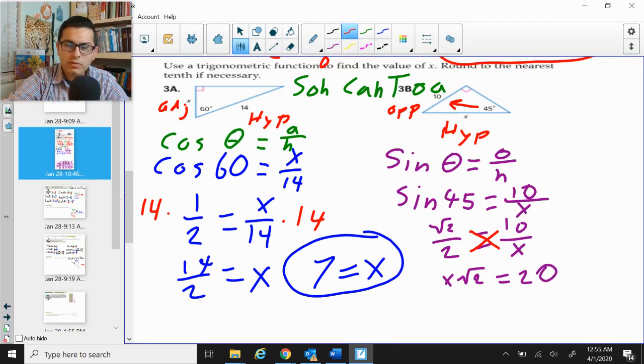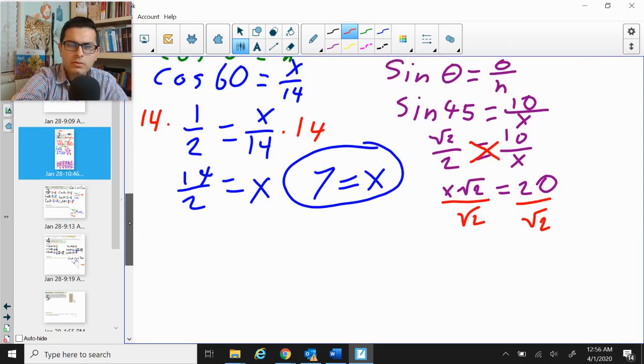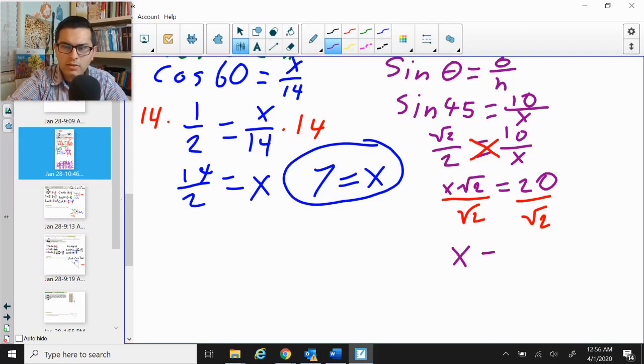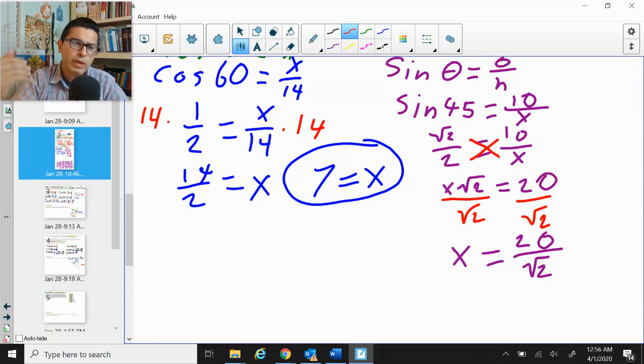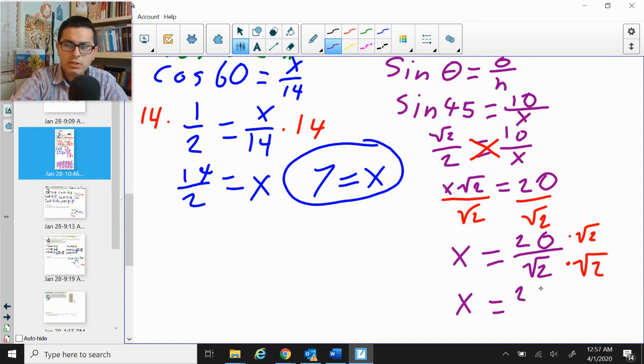The next step would be solving for x, so we're going to divide both sides by square root of 2, and that is going to equal x equals 20 over square root of 2. Now remember from the last video, if I have a radical on the bottom, I want to rationalize the denominator. I can do that by multiplying the top and the bottom by square root of 2. x is going to equal 20 times square root of 2 over 2.